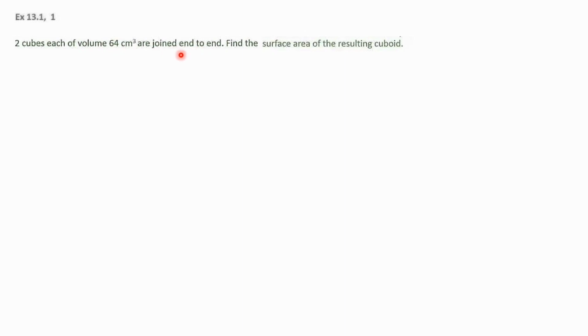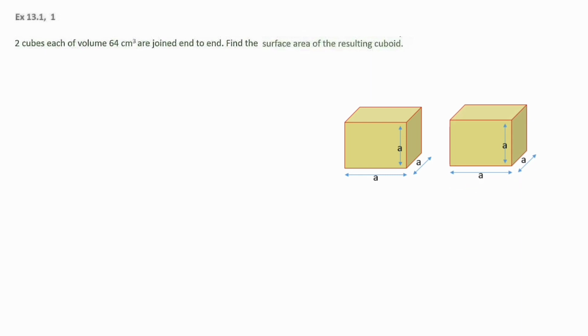Two cubes are joining together means you will get a cuboid. So there is one cube and the side is A and one more cube is also there, the same measurement because the volume is same, 64 cm cube. And here it is given to us volume of one cube is 64 cm cube and we don't know the side length. So first of all, by using the volume, we have to calculate the side of the cube.